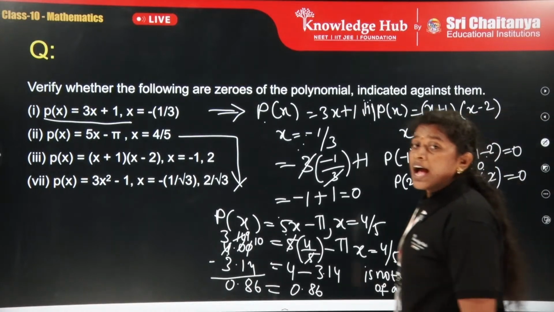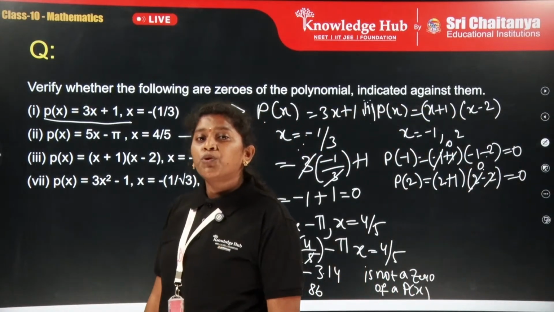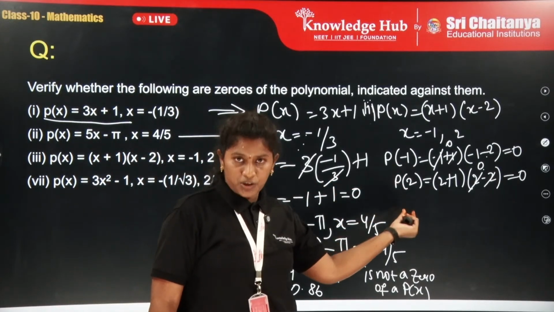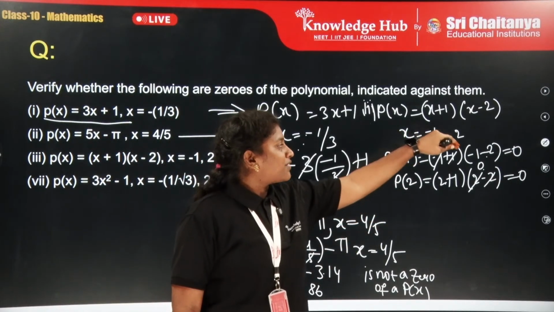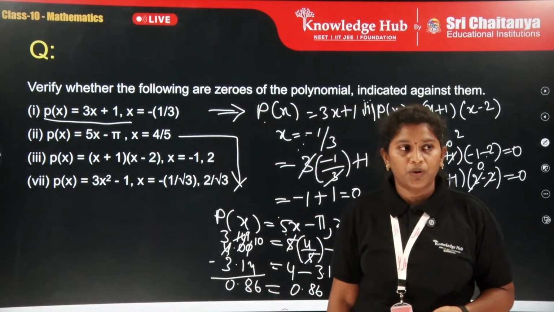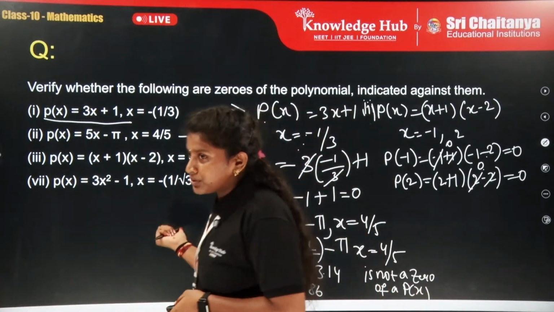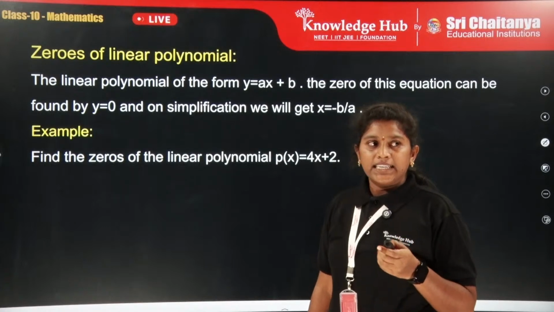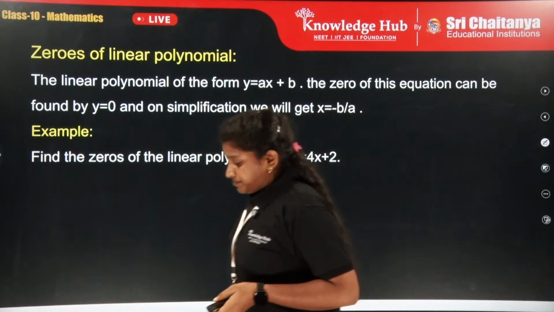If you observe here, after taking our x values as both -1 and 2, we are getting the polynomial values as 0 and 0. That means x equals -1 and +2 are the zeros of the given polynomial. Okay. So now let's take your next question as your homework question. Yes. Moving to the next.